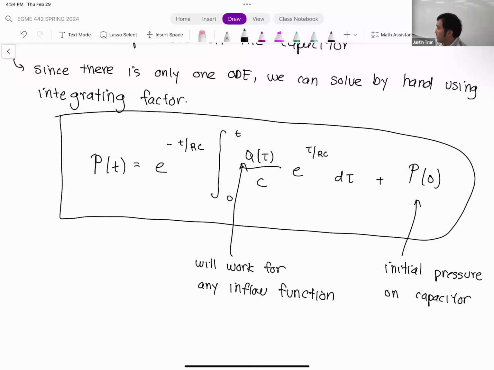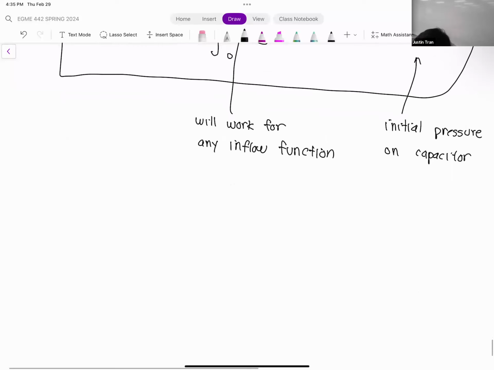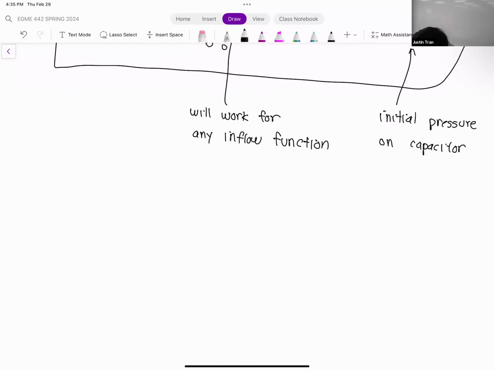All right. Any questions on this? Okay. All right. Let's do another example. This one's a little more complicated. We'll throw in an inductor this time. And this is one that we'll solve with math.